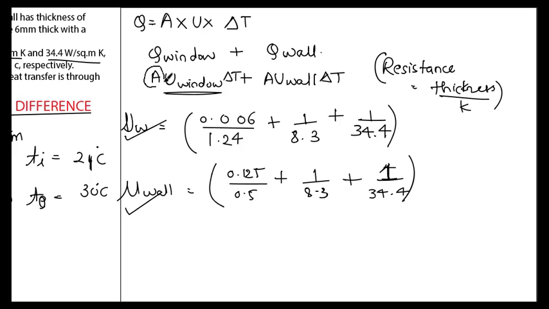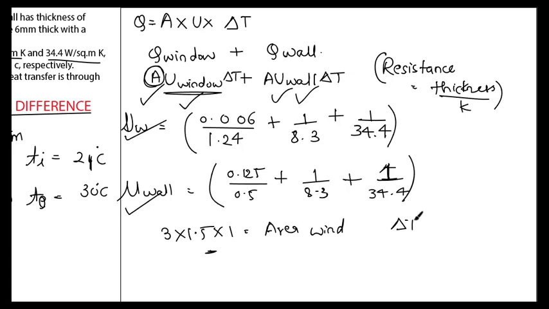We know the area of the window, that is 3 windows into 1.5 into 1. And the area of walls is the complete area, that is 5 into 4, which is 20 meter square, minus the window area, which gives me the wall area. So now we have all four terms, the areas and the U values.